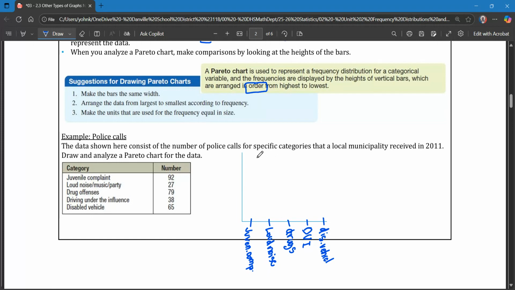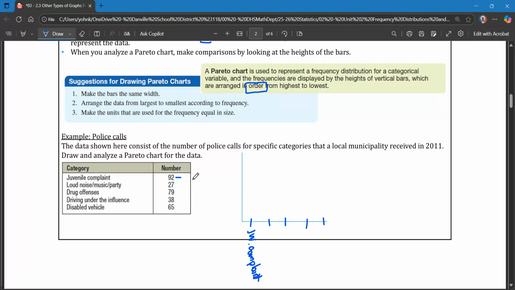Oh, actually, pause. We need to put these in order from biggest to smallest. Good thing I'm totally thinking. So let's take a look at our numbers, and we need to put them in order from biggest to smallest. So where's your biggest one? The biggest one is 92, which goes with juvenile complaint. So we were right with the first one. Juvenile complaint. Then find your second biggest one.